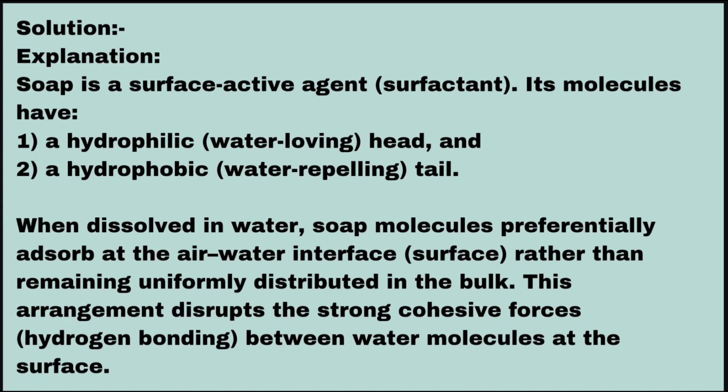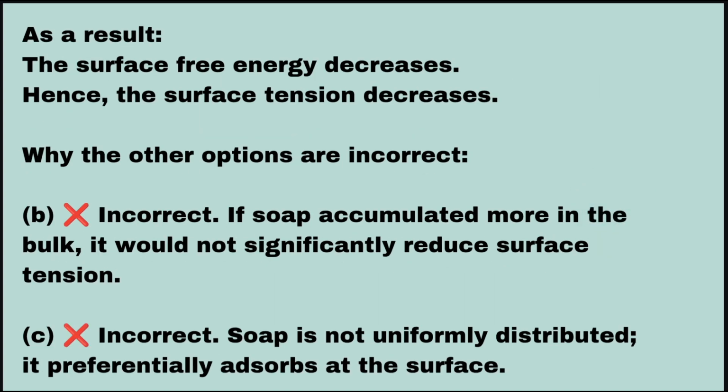Soap is a surface active agent, that is, a surfactant. Its molecules have one hydrophilic, water-loving head and another hydrophobic, water-repelling tail. When dissolved in water, soap molecules preferentially adsorb at the air-water interface rather than remaining uniformly distributed in the bulk. This arrangement disturbs the strong cohesive forces, hydrogen bonding, between water molecules at the surface. As a result, the surface free energy decreases, hence the surface tension decreases.